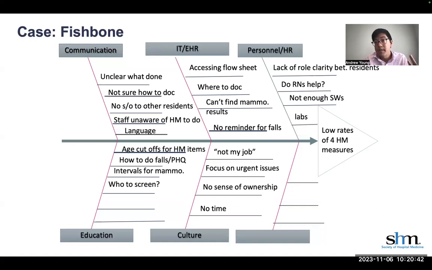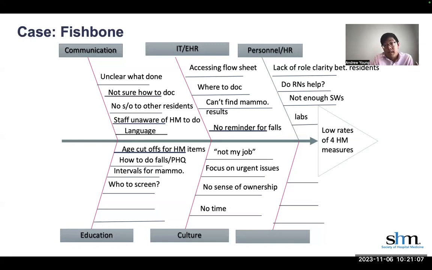What are the personnel issues? Maybe there's a lack of clarity. Maybe this is one of those shared responsibilities where it's really up to the nurse, the social worker, the lab, and the resident to do it. And sometimes when you have a lack of clear roles, everyone's responsible or no one's responsible. So everyone's thinking someone else is taking care of it.